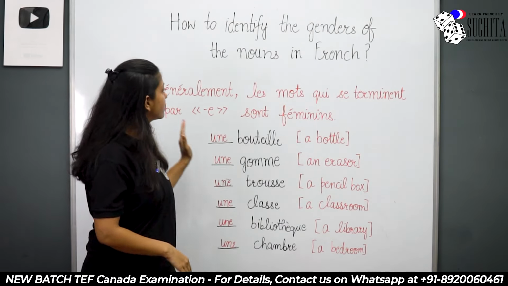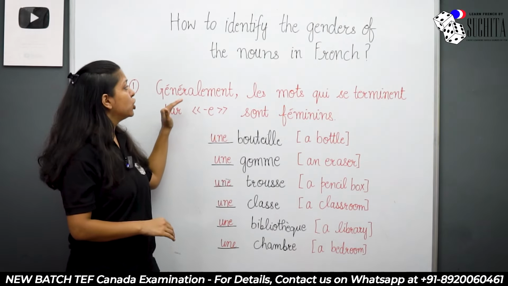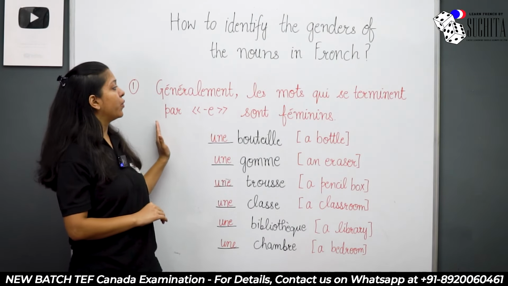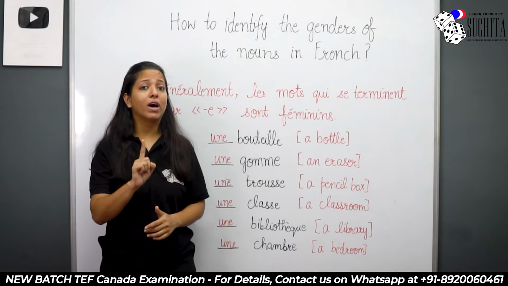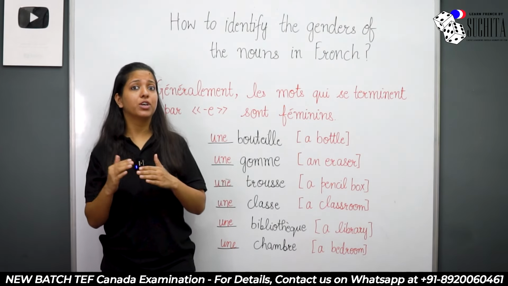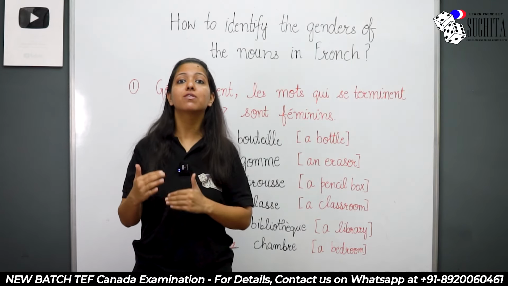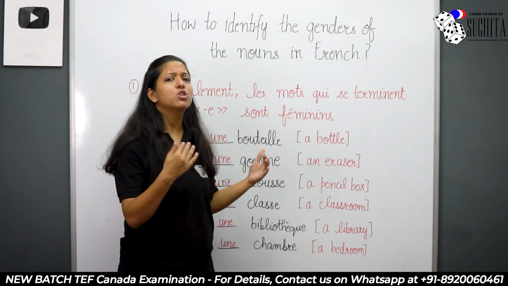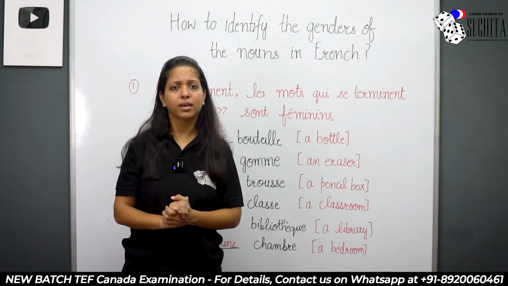Alright, so let's start, and the first rule that I'm going to give you is: généralement les mots qui se terminent par E sont féminins. While there is no one rule to identify whether a noun is masculine or feminine, I'm going to tell you various rules after which you will at least be able to guess that this noun would be feminine, this noun would be masculine, right?